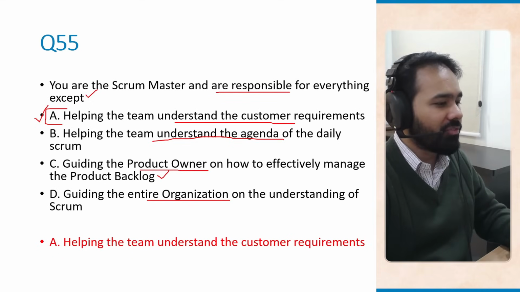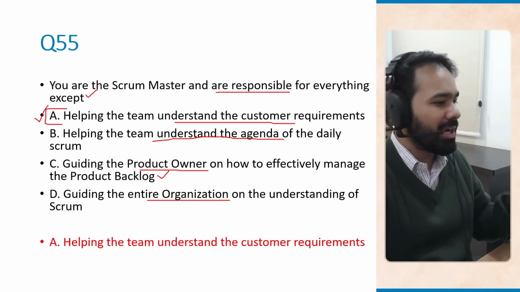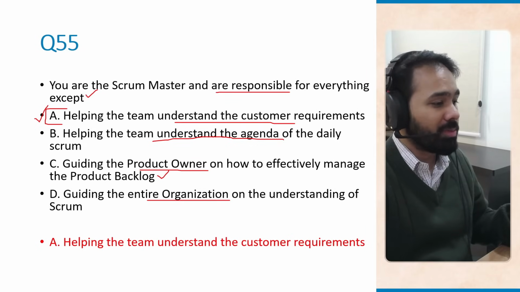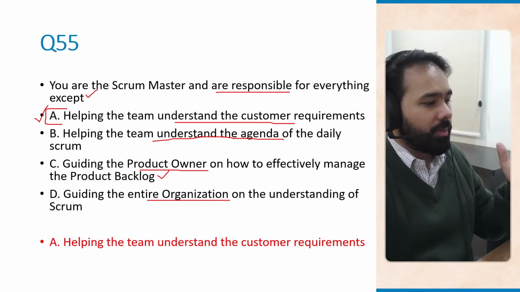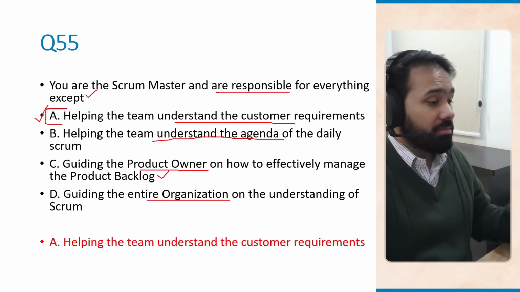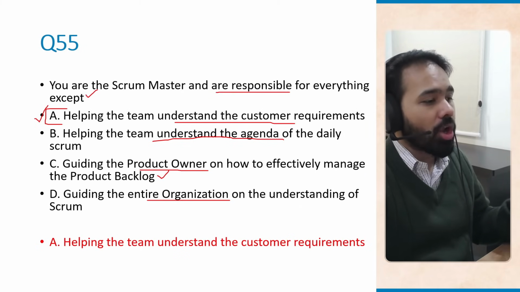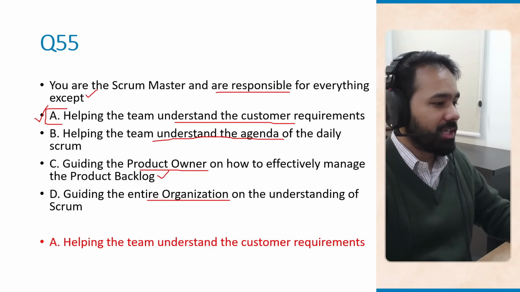So the key responsibilities of Scrum Masters are to facilitate the Scrum events. It could be daily Scrum, sprint planning, sprint review, sprint retrospective. It could be to guide the product owner on backlog management, right? What are the tools and techniques that can be used to manage the backlog. And it is also a responsibility of the Scrum Master to make sure that the organization adopts the Scrum way of delivery.